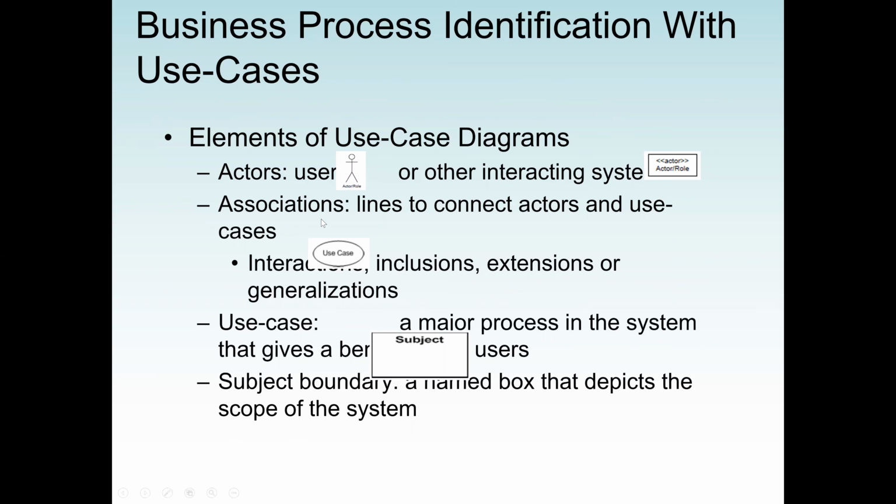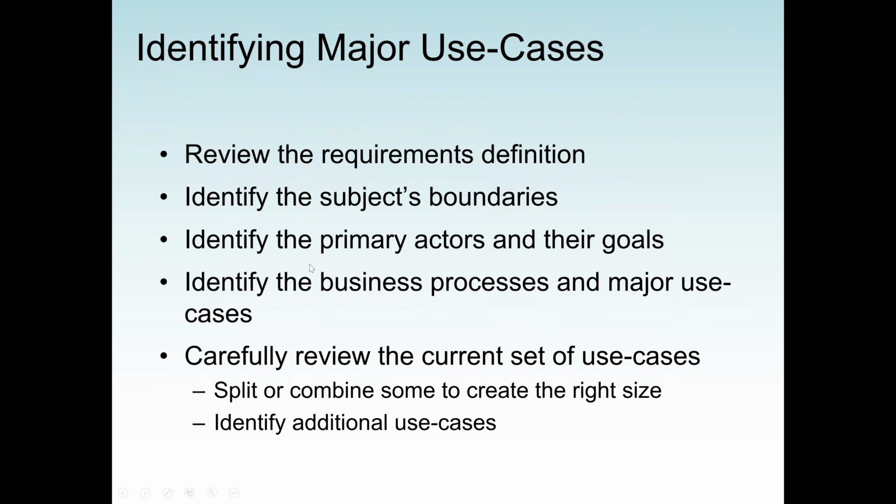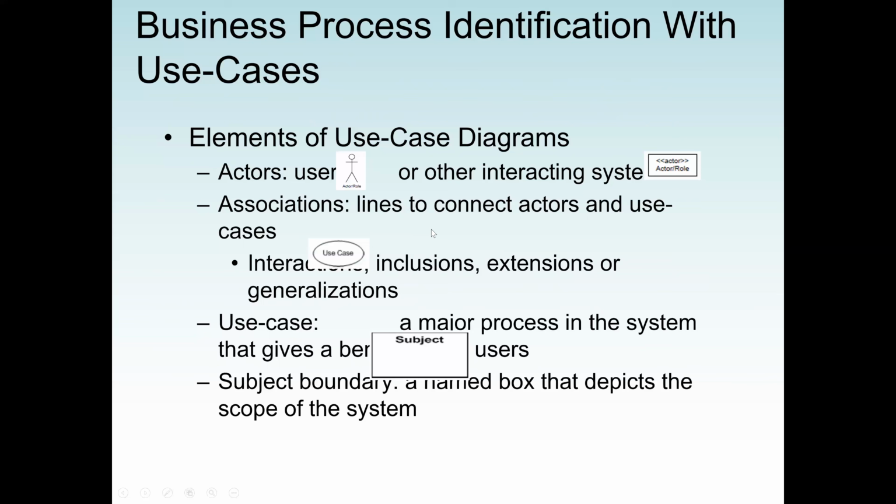Then we're also going to have association. Association normally will be the lines that connect the actors and the use cases. So use cases will be like the task, or the process, major process. So here, for example, we have the use case, interaction, inclusion, extension, generalization. And also a major process in the system is called, again, the use case.